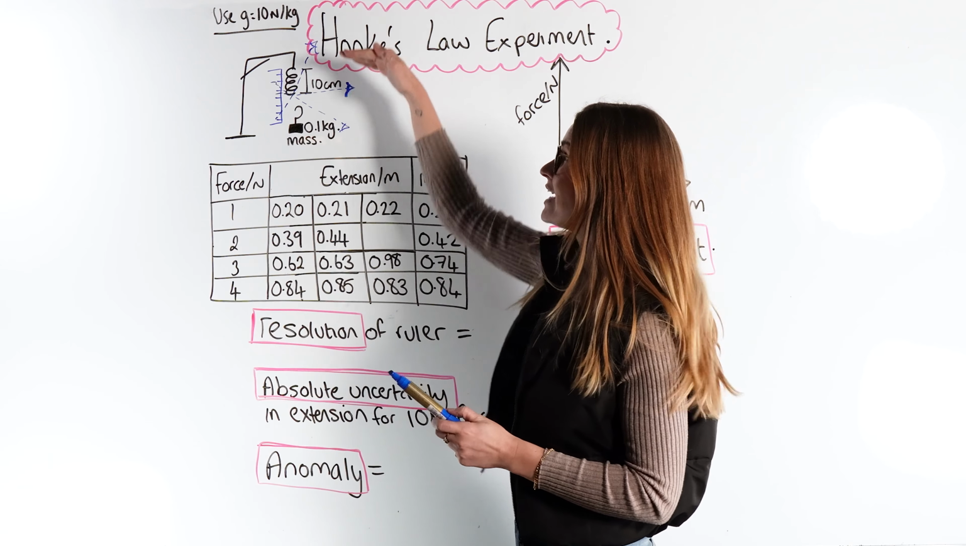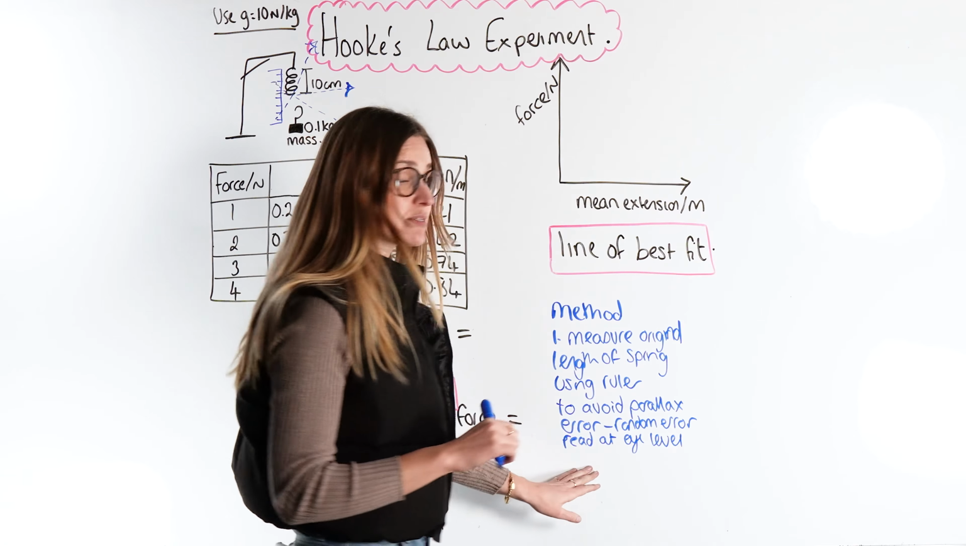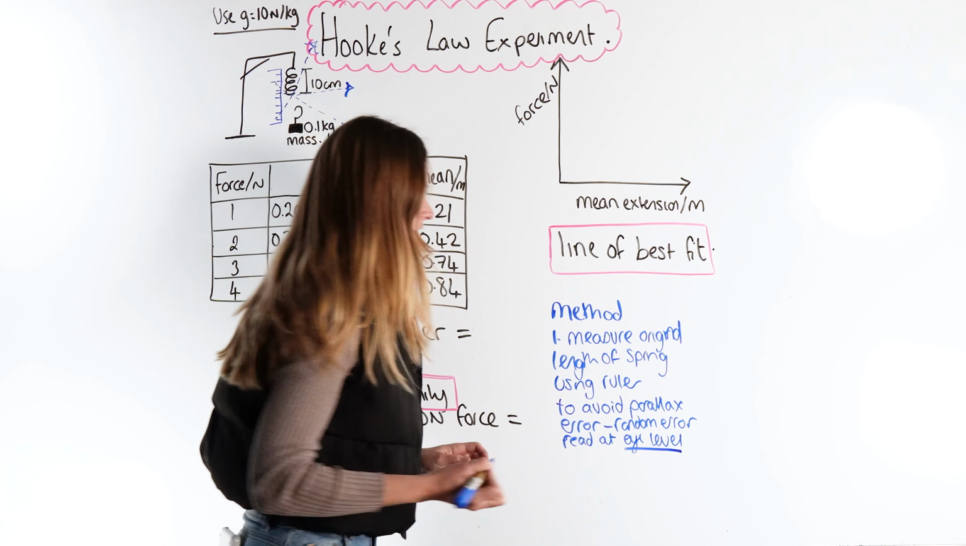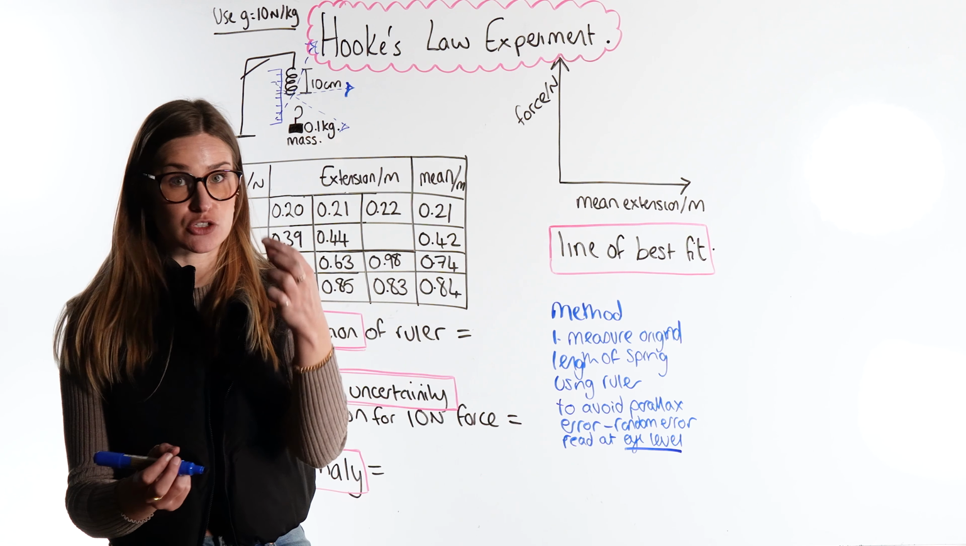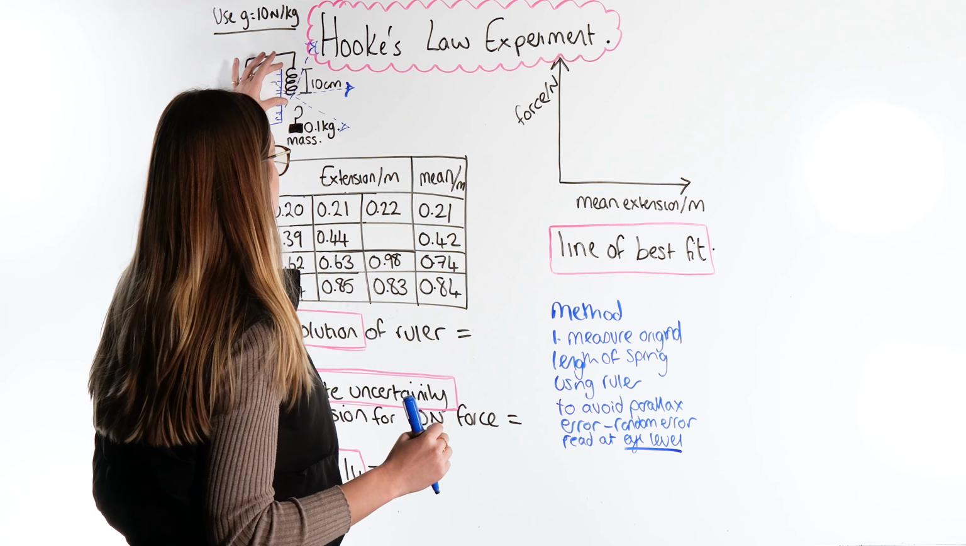So we call that parallax error. Parallax is a type of random error, and to make sure you don't do it, you always read things at eye level. You probably see that in chemistry quite a lot when you're reading from measuring cylinders, right? You want to make sure that you're at eye level with the equipment. Okay, so we've measured the original length.